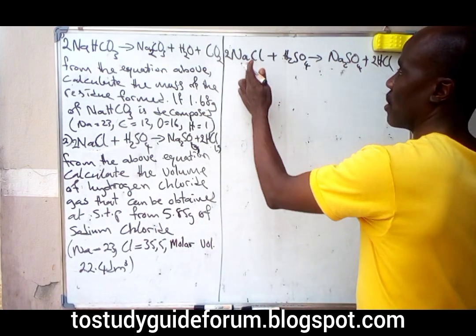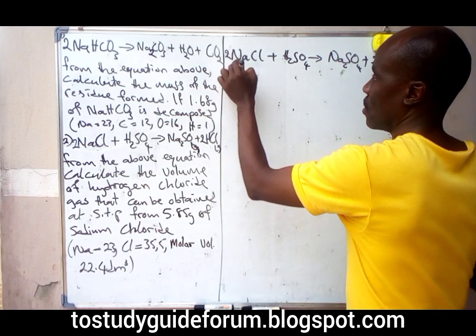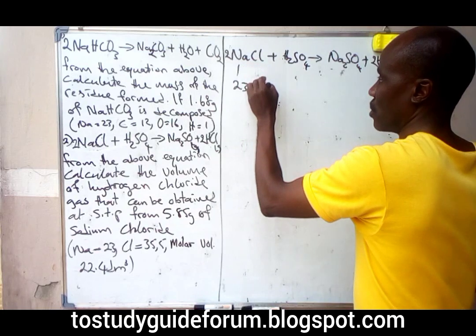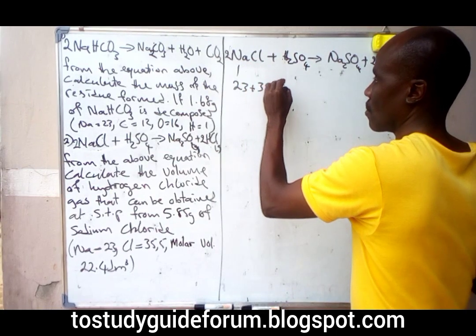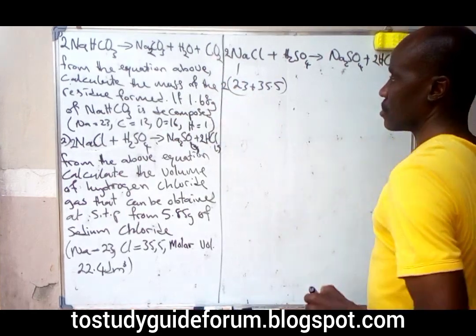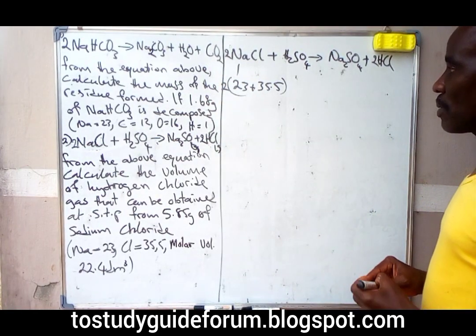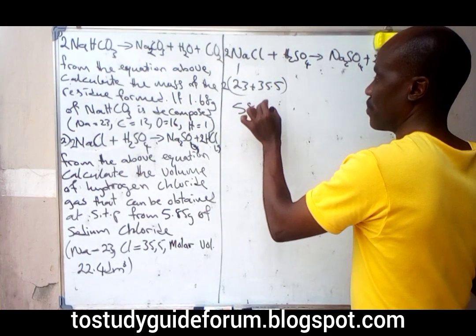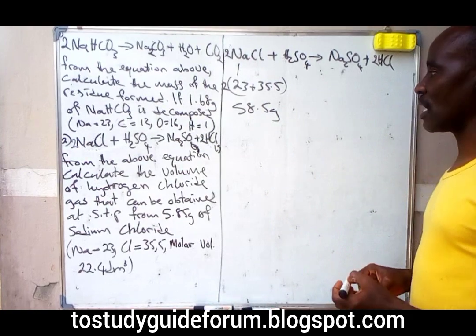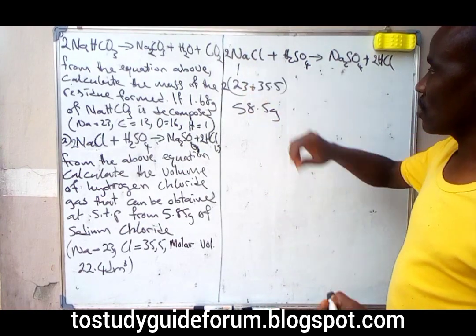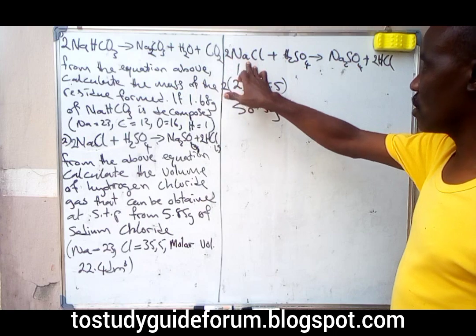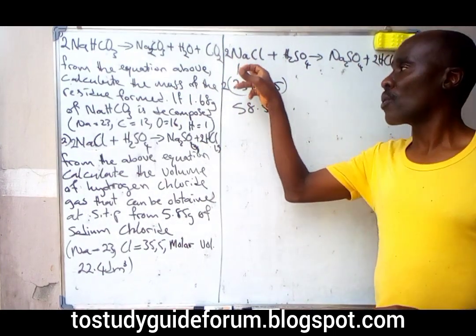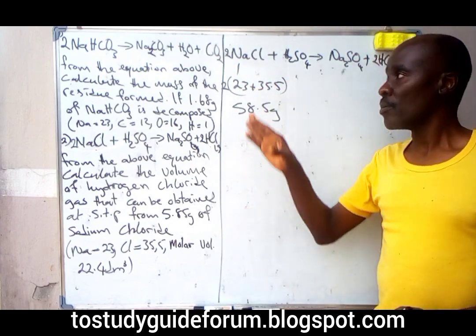Now from here we notice that sodium is what? Sodium in this is 23, plus chlorine, all in brackets. So if we multiply through, what we have will be 58.5 grams. That means from this balanced chemical equation, this mass is the mass of the reactant, the mass of the sodium chloride that is reacting in this chemical equation.